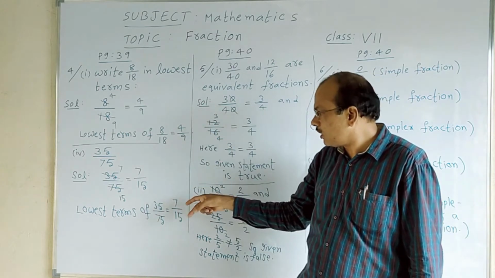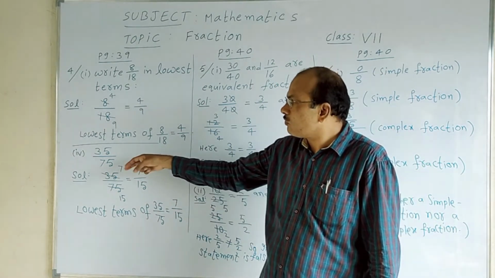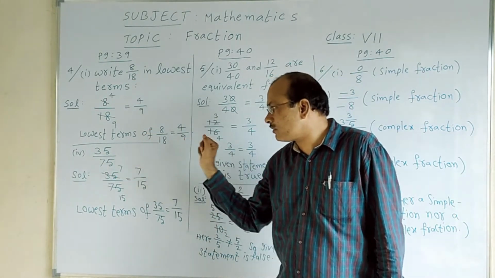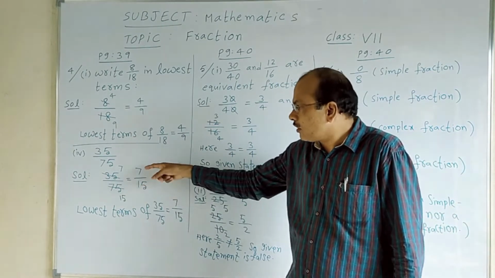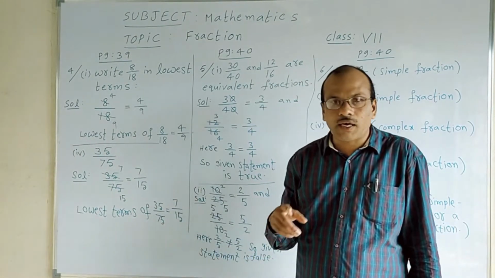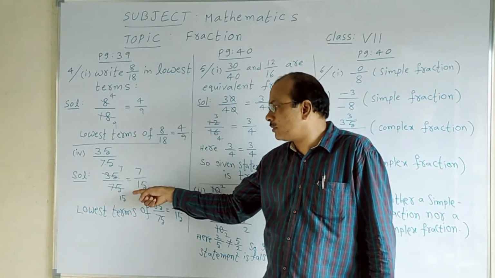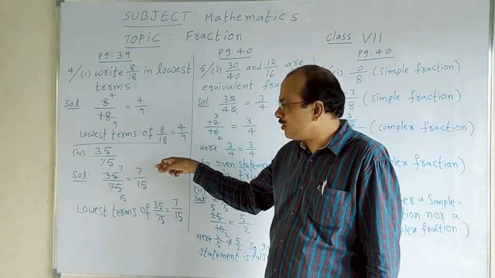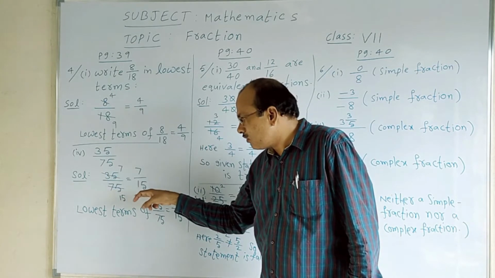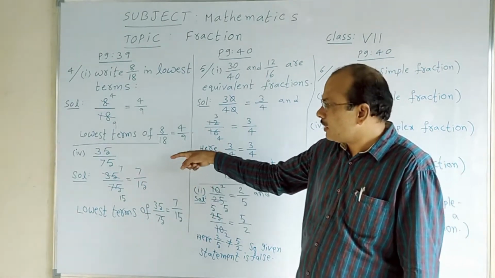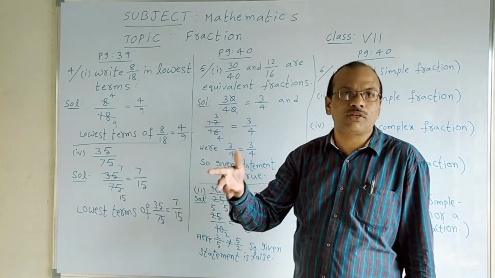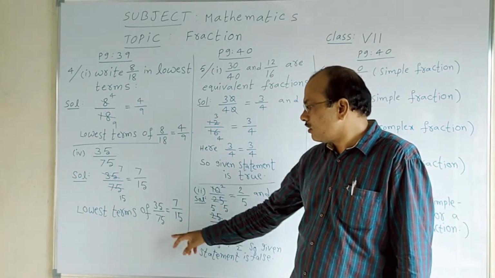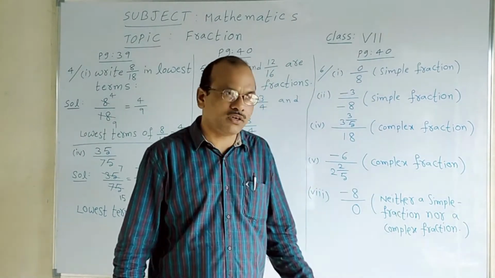In the same way, we will go for the next question, that is the fourth bit. Let us see the fourth bit in the fourth question only. 35 by 75. In this I have written 35 by 75. Can you find the common table for both the numerator and denominator? Please think of it, that is the fifth table. 5 7s are 35, 5 15s are 75. Here 7 and 15 have no more common table with them. So 7 by 15 is the lowest terms for the given question 35 by 75.